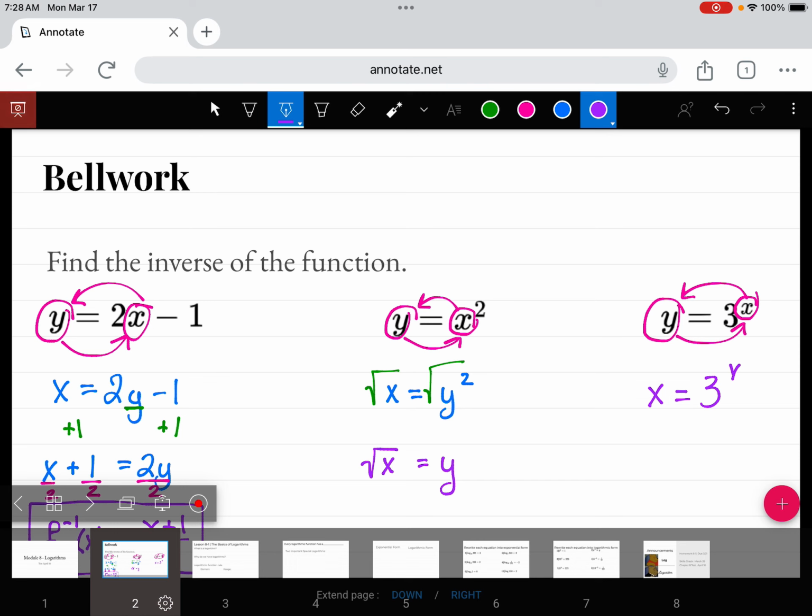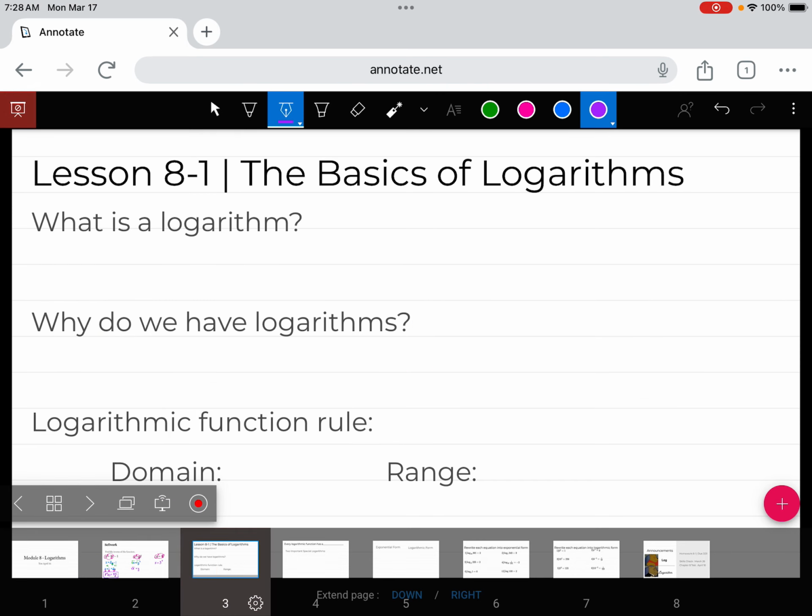Okay, so what we're going to be working with are things called logarithms. This has a lot of stuff in here. We're going to do all kinds of things, and we're pretty much going to use every page in the packet.